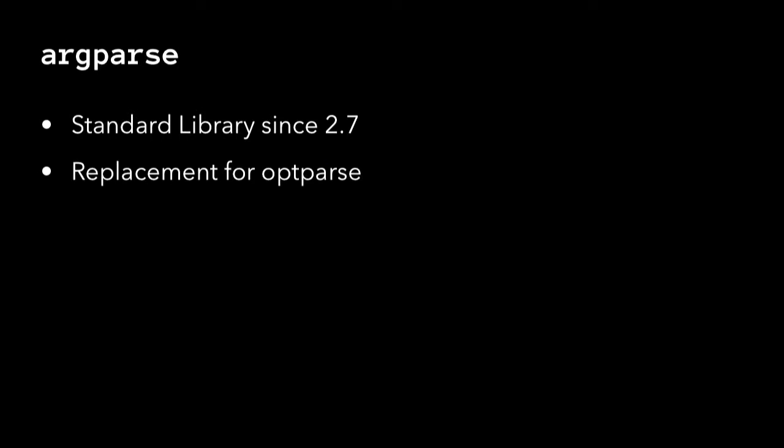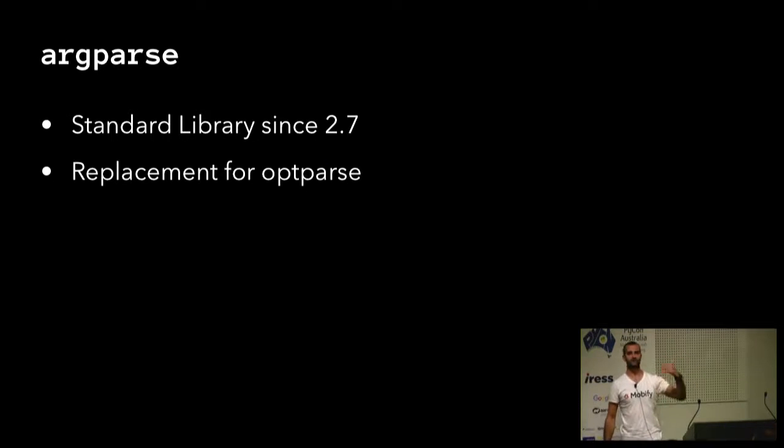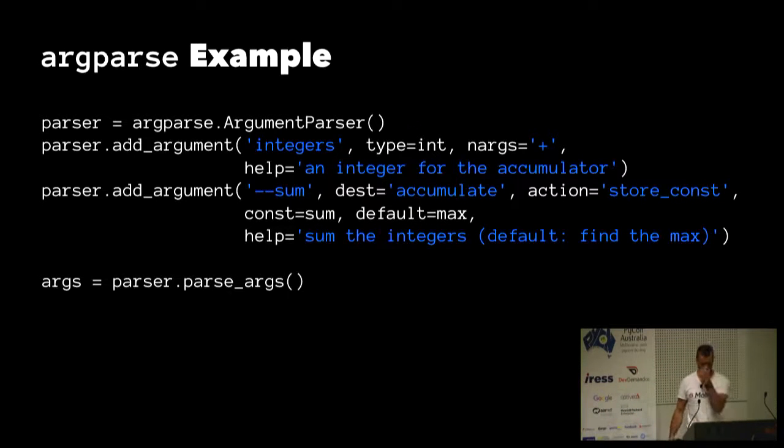The alternative, and the one that is now the default or the standard in the standard library, is argparse, which has been introduced as a successor for optparse to introduce new features that we wouldn't be able to provide in optparse without breaking the API. So this is the new way to go if you just want to use stuff in the standard library. And it looks fairly similar.